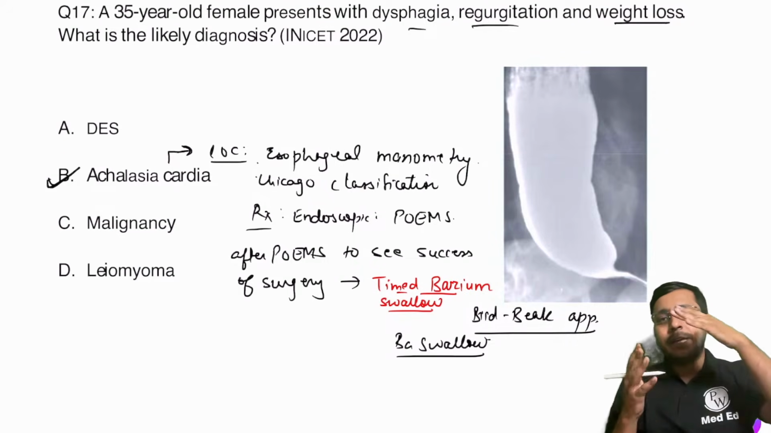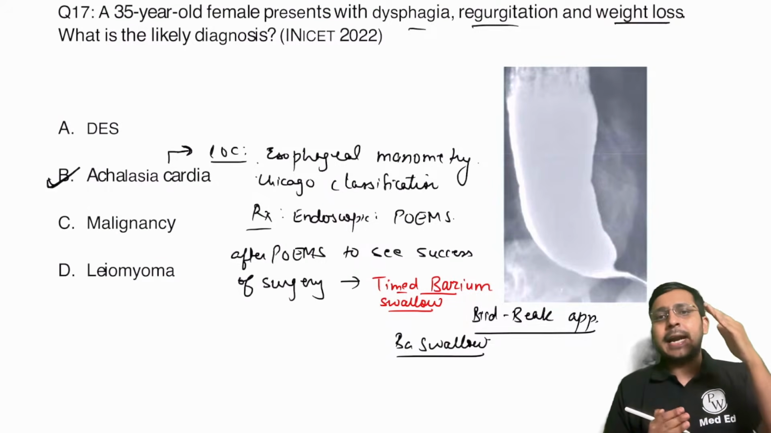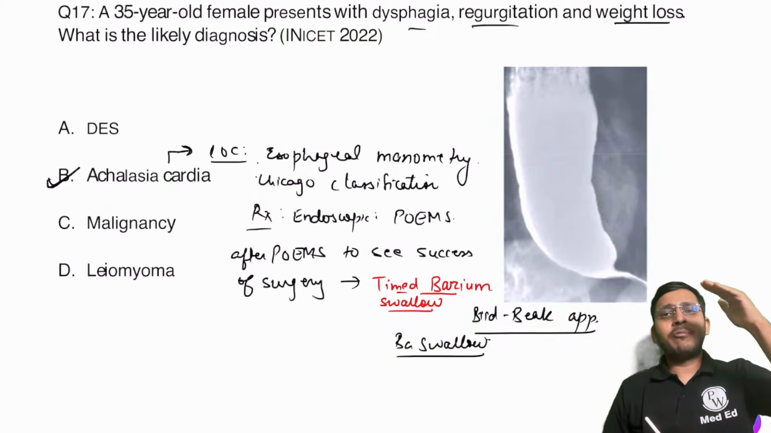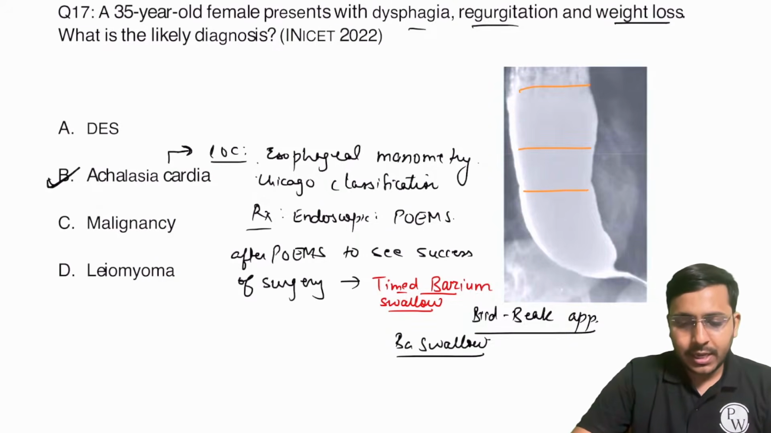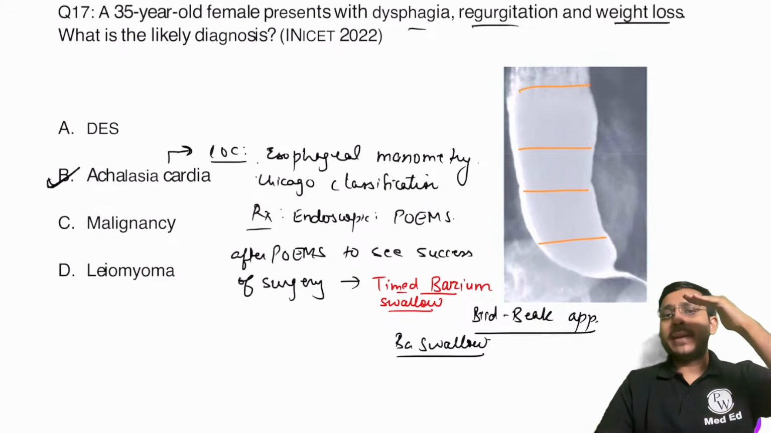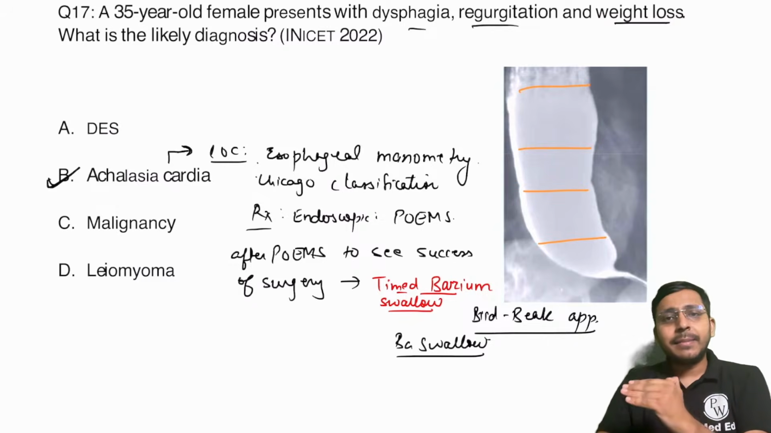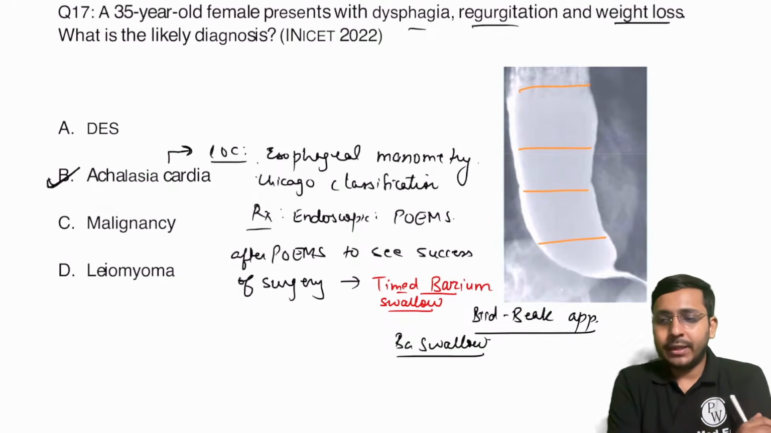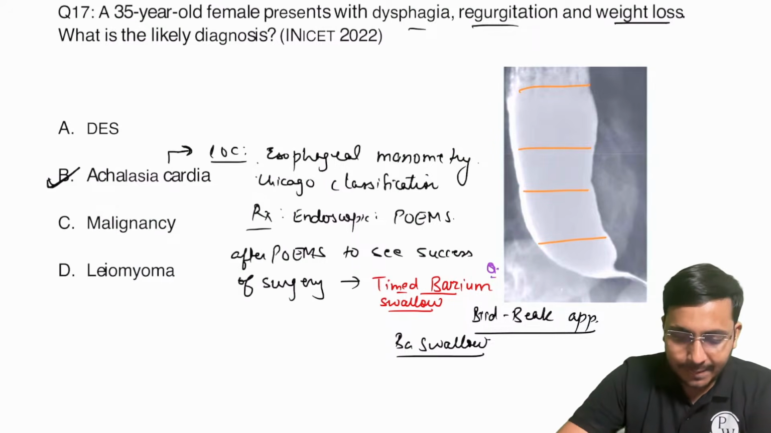Now what will happen? Initially the barium will get stagnated, but if it's a successful surgery, at 1 minute, 5 minutes and 7 minutes, you will see that the column of barium was earlier up to here, now it has come down this much, now this much, now this much. You will see that the column of barium reduces with successive minutes. This means that the surgery is successful, and the success of surgery is assessed by this timed barium swallow. Right? So this is a new investigation which can be asked, timed barium swallow.